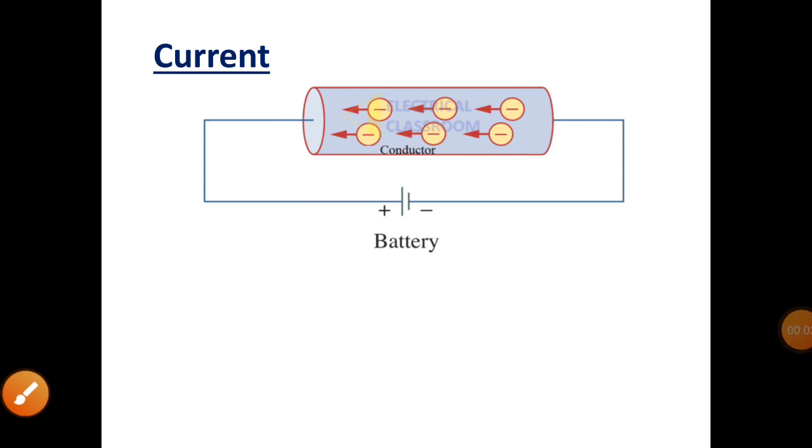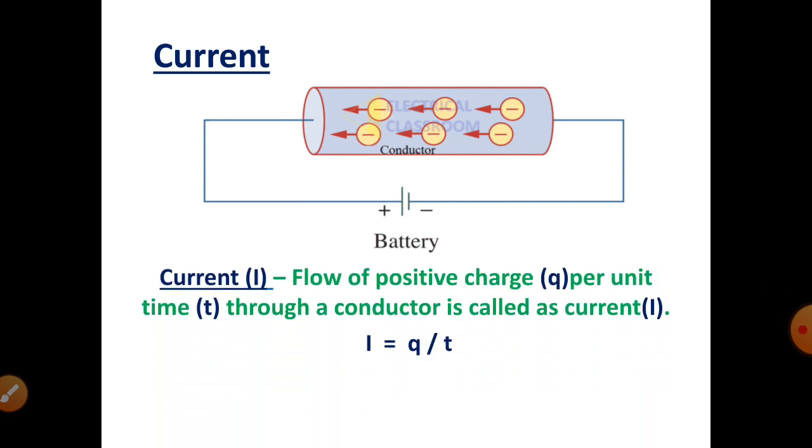In the previous lecture, we started with the topic electricity. We saw the definition of current. Current is the rate of flow of charge through a conductor, or the flow of charge per unit time through a conductor is called the current. It is given by the formula I is equal to Q by T. Q is the charge, T is the time. It is measured in ampere. A current of 1 ampere is said to flow through a conductor when a charge of 1 coulomb flows through it per unit time.